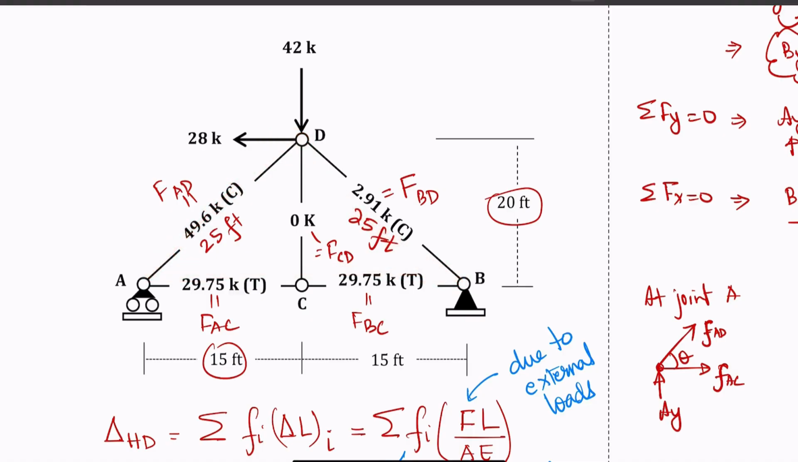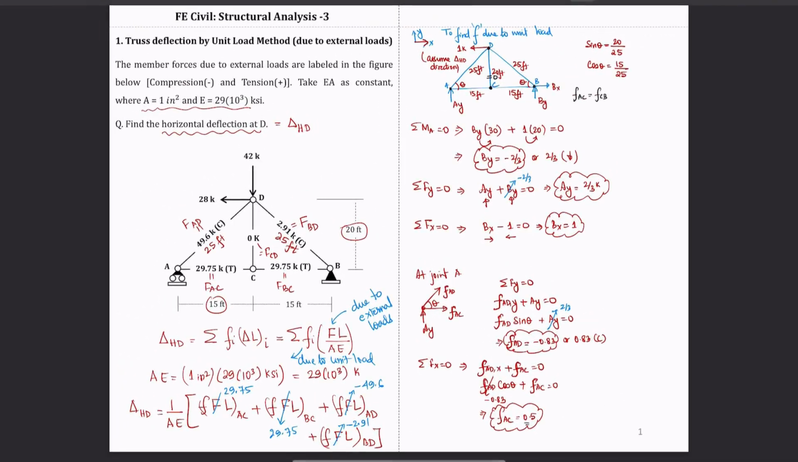Okay, so it will move in the direction where you apply your 28 kips. Okay, so that's how you do the deflection. That's how you calculated the deflection of a joint in a truss due to the external load. Okay, so that is all about external load.